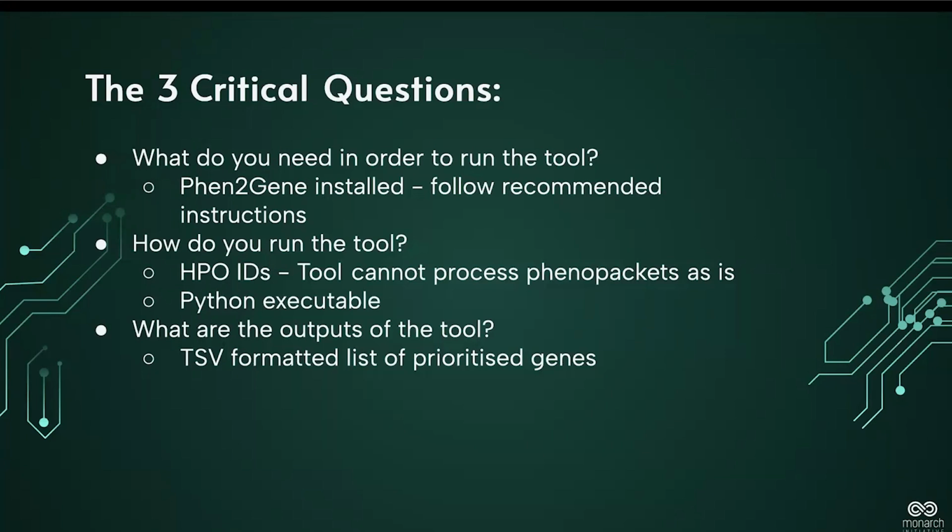And then what are the outputs of the tool? This is for the post-processing. We need to know what it looks like and how we can transform this into a Polars data frame for PhEval. So Pentagene outputs just a TSV formatted list of prioritized genes, and this is just a gene symbol, a gene identifier, and a score.